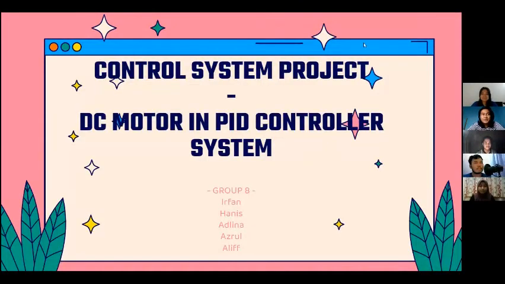Hi, Assalamualaikum. We are from Group 8 and today we're going to present about our group project, which is the DC motor in PID controller system.